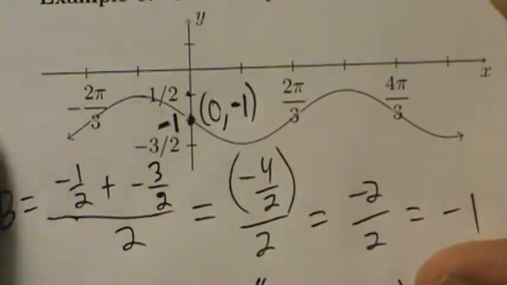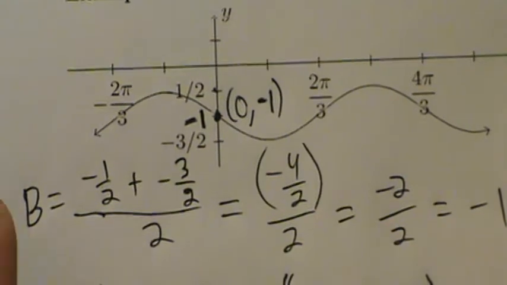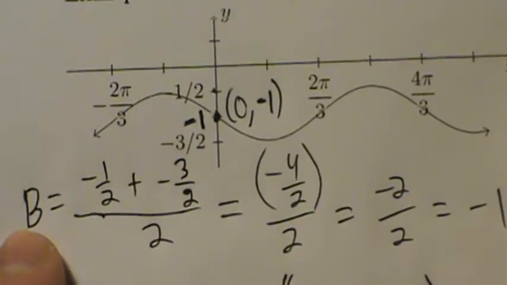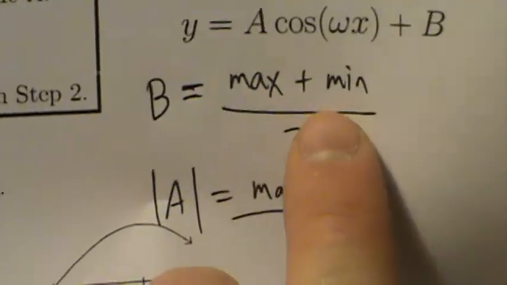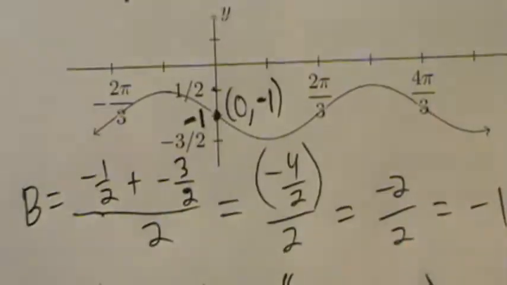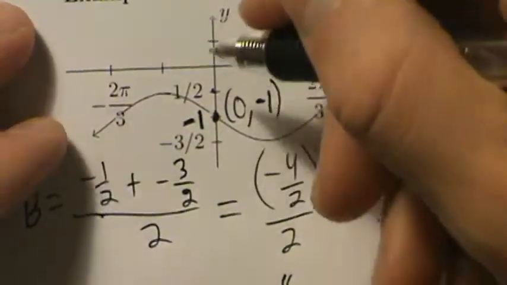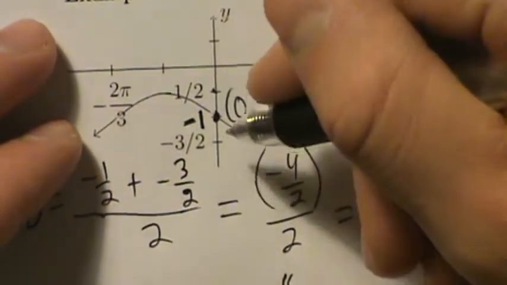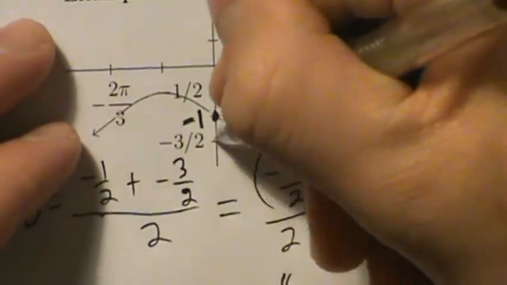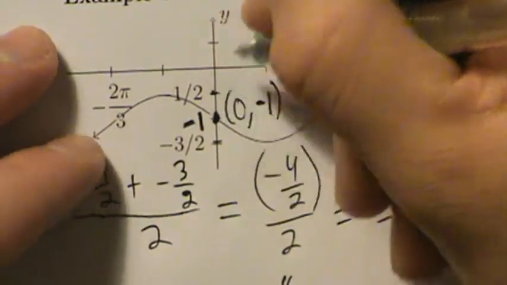If you want to be a little more precise about it, remember we talked about this in one of the other examples also. B is actually the average of the max and the min, right? If you add the max and the min together and divide by 2, you're taking the average. So B represents the y value that's halfway in between the max and the min. Here's the max, here's the min, halfway in between is right here. So halfway in between, the y value is B.